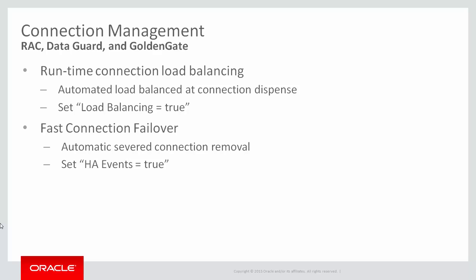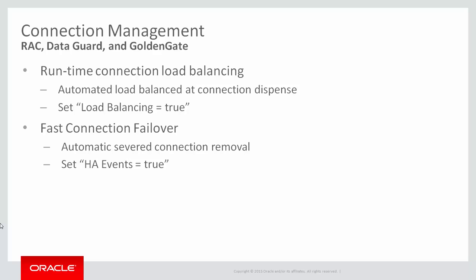So one of the things you can do is take advantage of connection load balancing. If you set load balancing equals true in the connection pool, we will automatically weight the connection pool allocations so that the cluster nodes with the lighter usage will be more heavily represented in the connection pool, whereas the ones that are being used heavily in the cluster will have a much less representation in the pool.